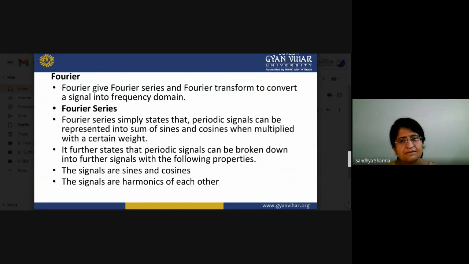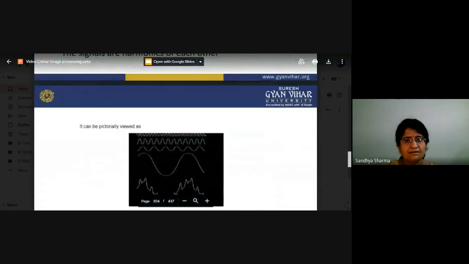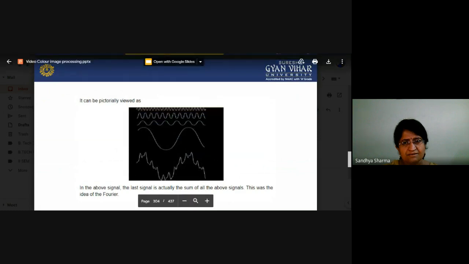So the Fourier series simply states that periodic signals can be represented as the sum of sines, and periodic signals can be broken into further signals with the following properties. These signals are sines and cosines, and the signals are harmonics of each other. So this is basically the representation of signals.